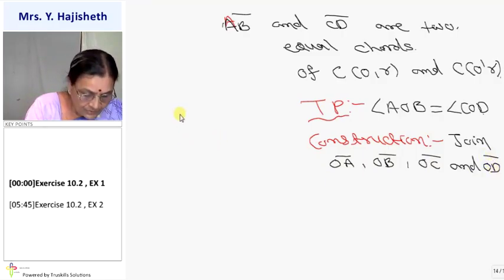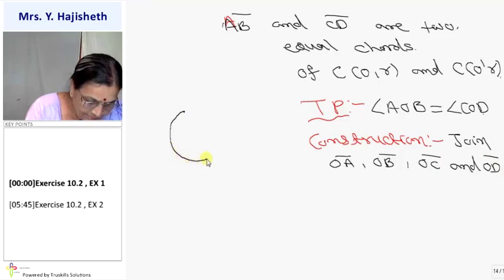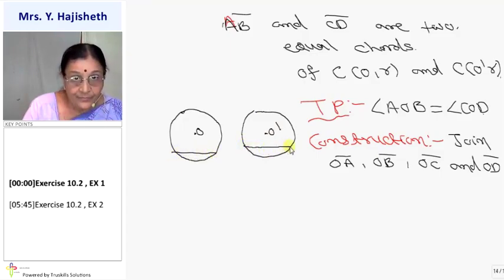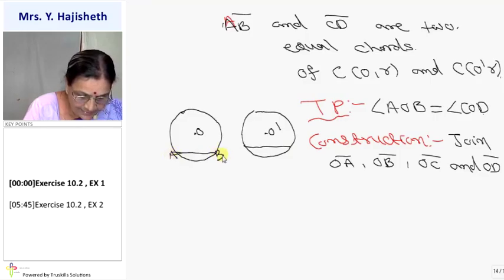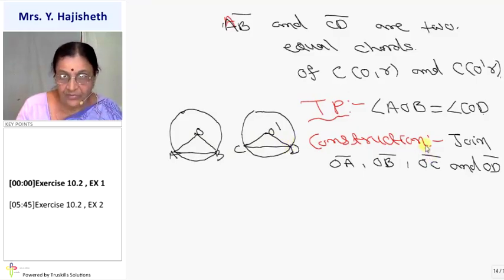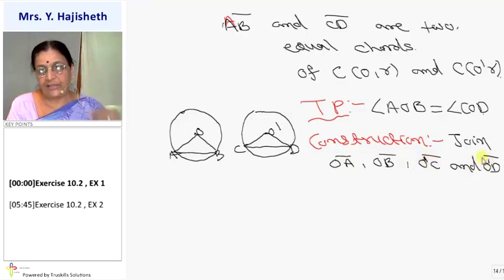देखो, दो सर्कल बनाते हैं, एक with center O और दूसरा with center O'. ओके, तो इसमें सेंटर O लिया और इसमें सेंटर O' लिया. AB and CD are two equal chords हमने लिया. क्लियर? This is AB and this is CD. कंस्ट्रक्शन में हमने किया join AO, BO, CO' and DO'. Clear? That is the difference.